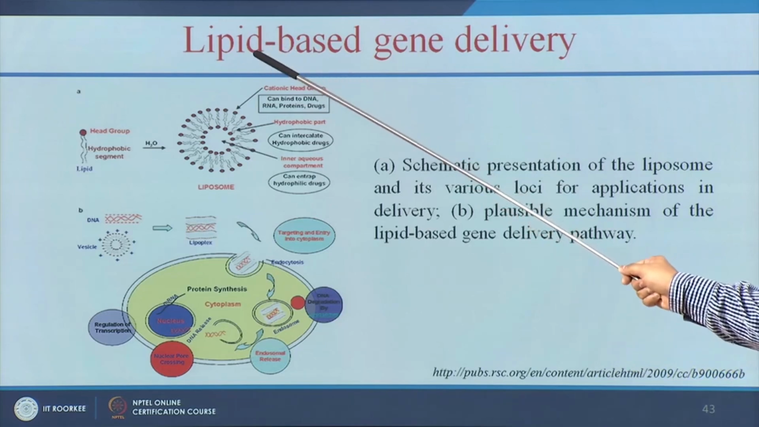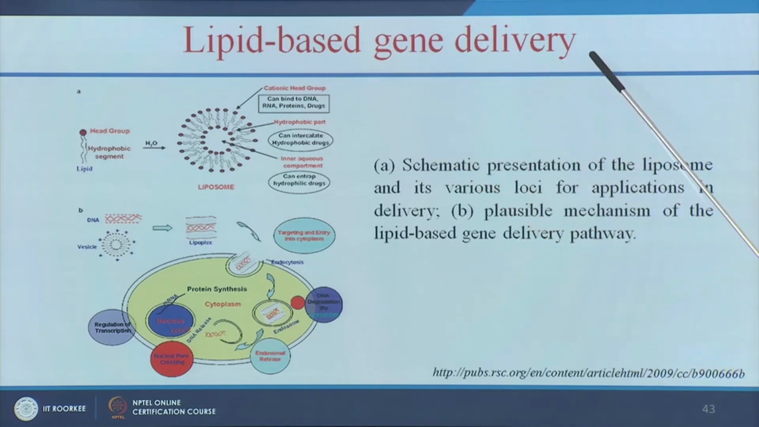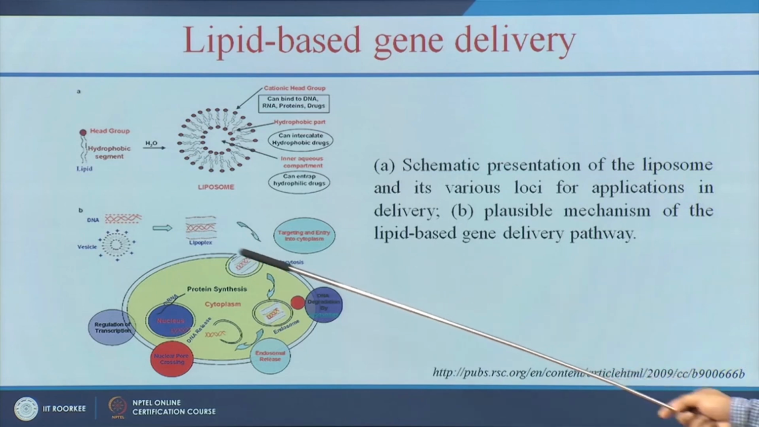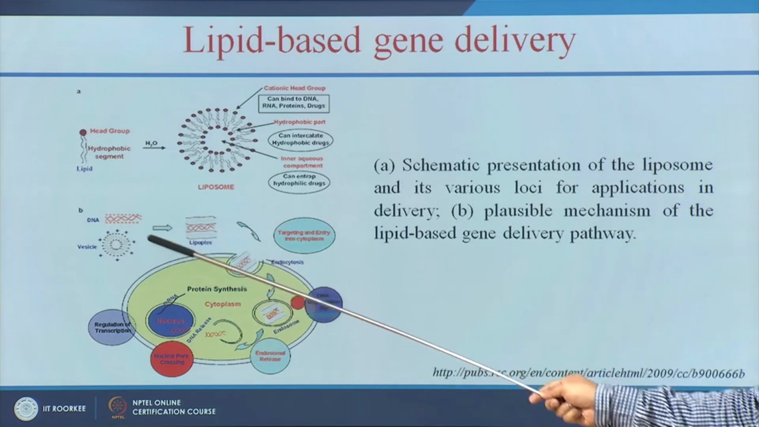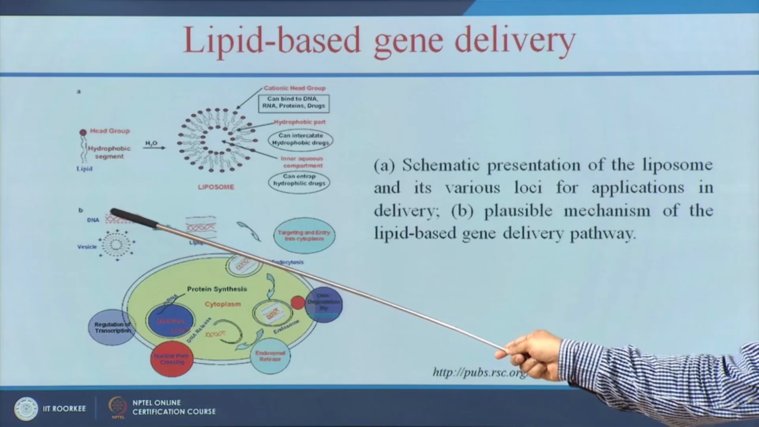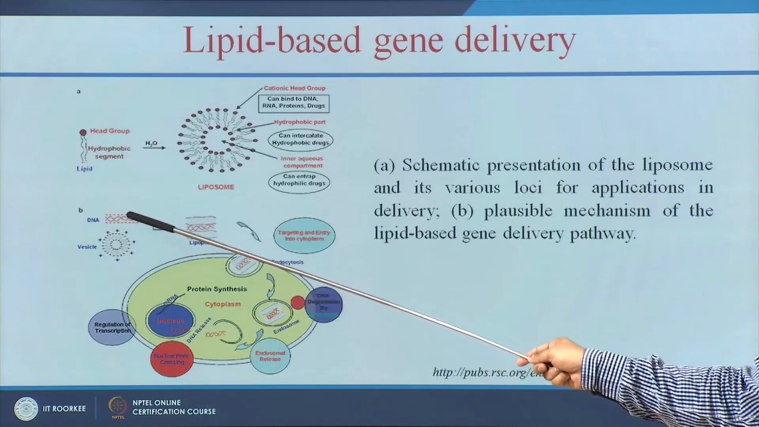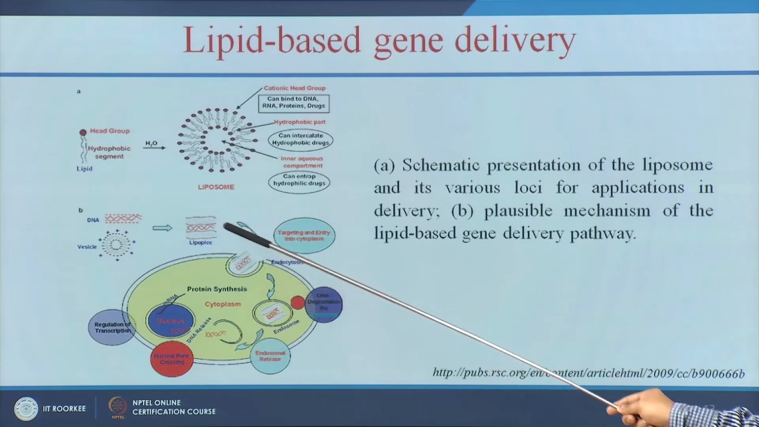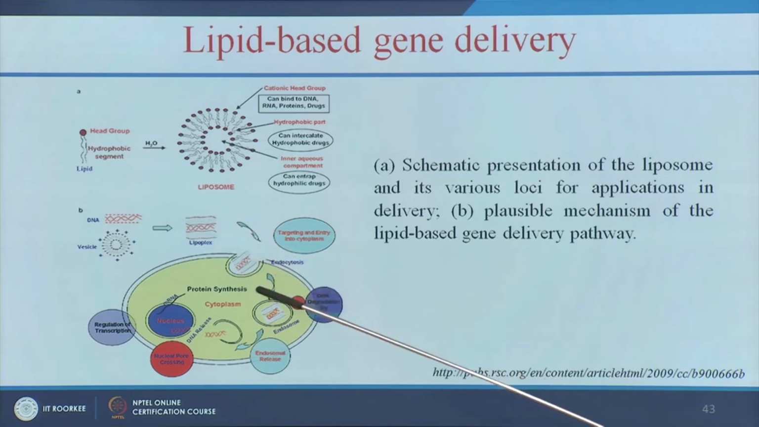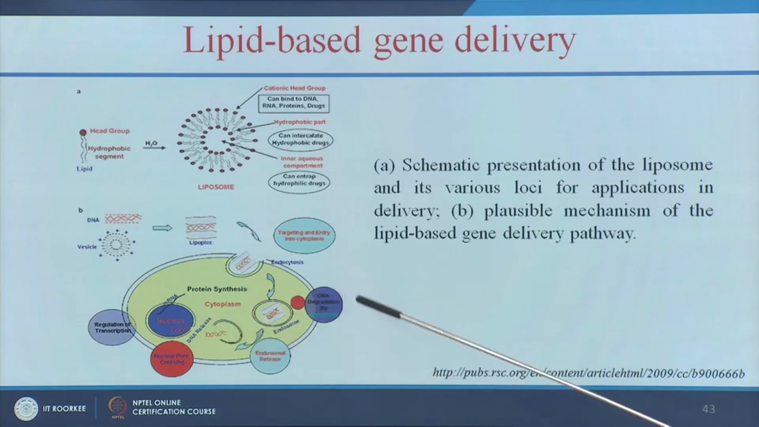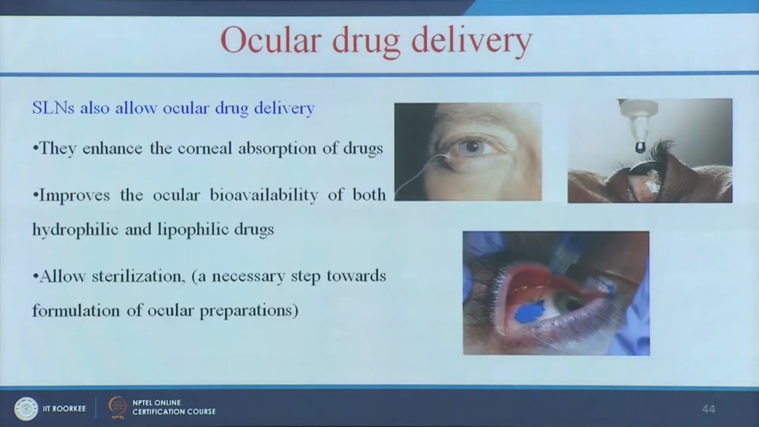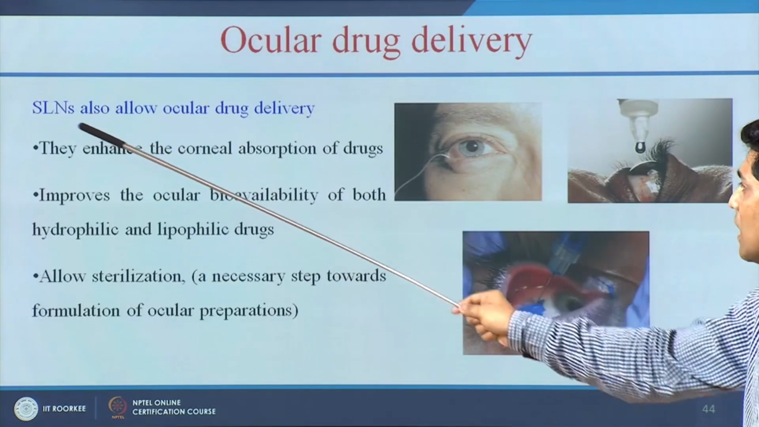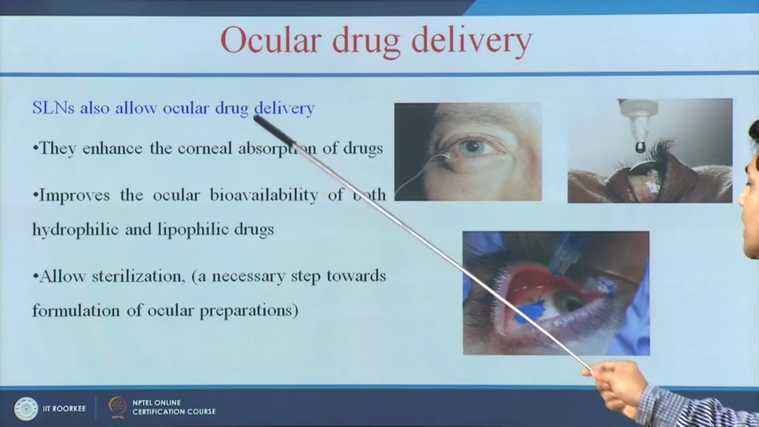Next one is we can also use lipid based gene delivery agent. So, when you use a cationic lipid, that is a positively charged lipid, and you have the DNA which has negative charge, it will combine and form a lipoplex, and this can attach to the cell, and through the endocytosis process it can deliver the gene. So, we can use the lipid based nano carrier for gene therapy or gene delivery applications, and we can also use solid lipid nanoparticles for ocular drug delivery.